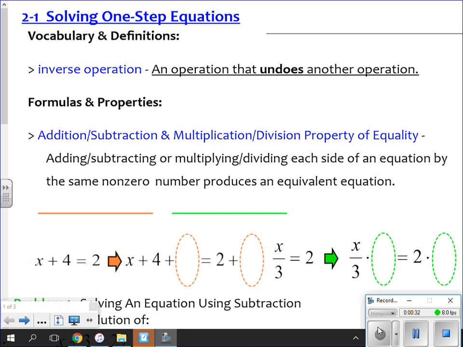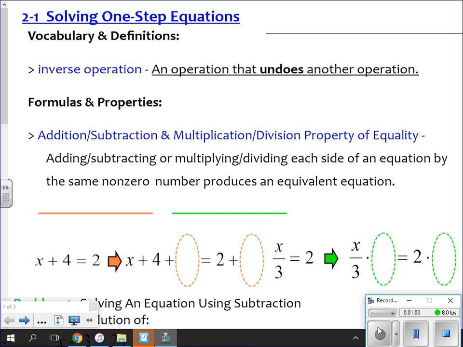So inverse operations. You basically want to do the opposite. Opposite of addition is subtraction. Opposite of subtraction is addition. Opposite of multiplication is division. Opposite of division is multiplication. So how do you solve an equation? You solve it by doing the opposite. These are all one-step equations. That's what we're starting with today.